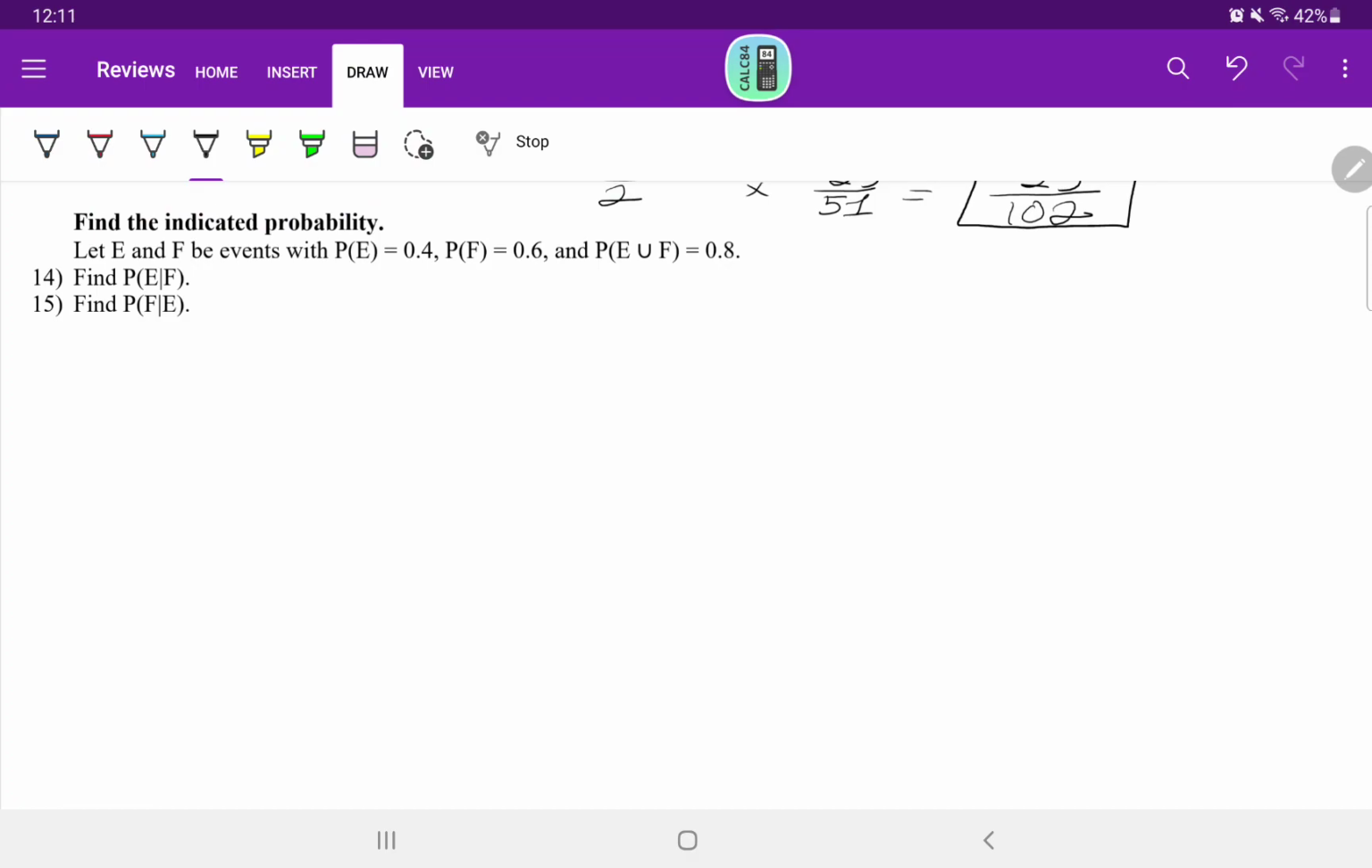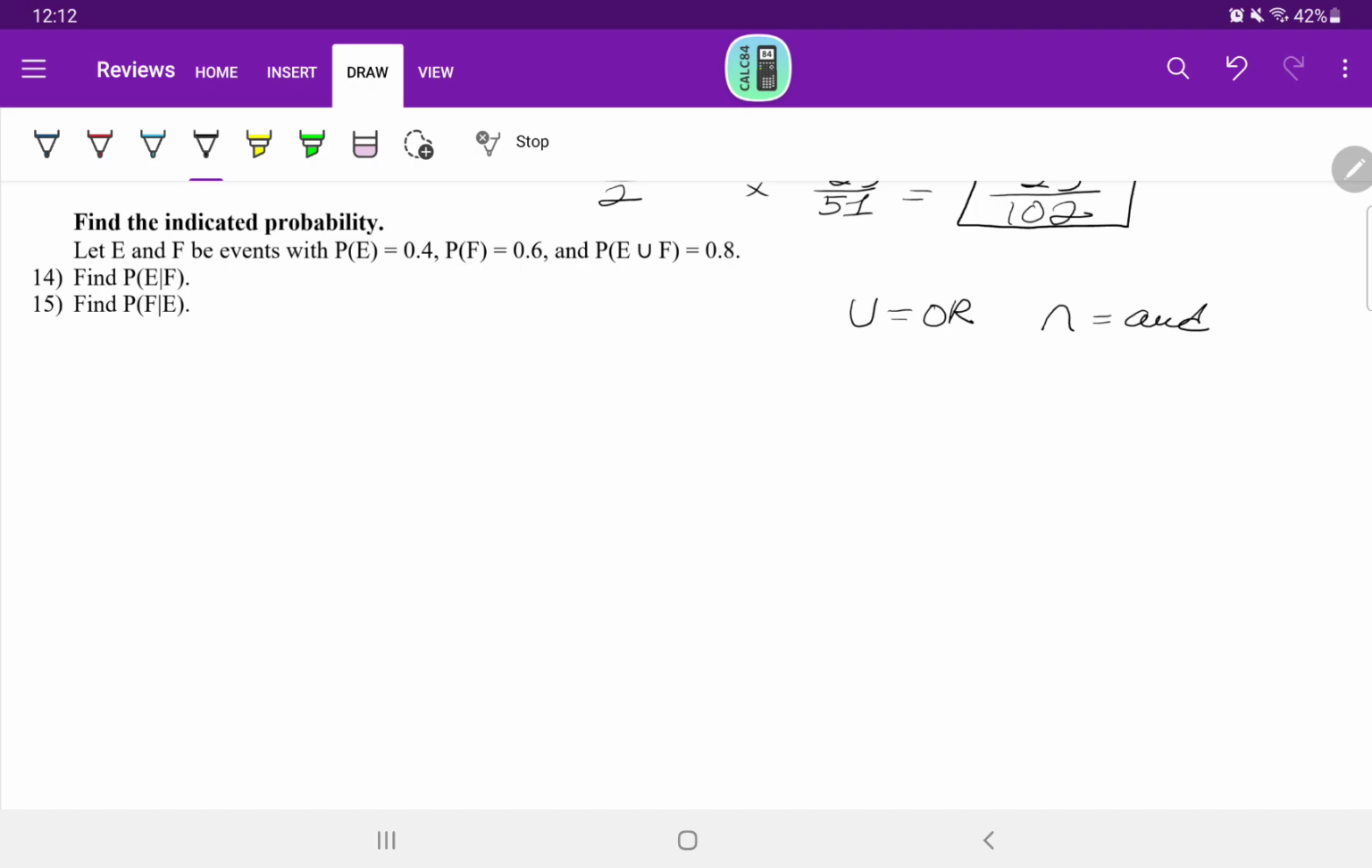It says, find the probability. Let E and F be the events with the probability of E 0.4, the probability of F 0.6, and the probability of E union F 0.8. Find the probability of E given F. Find the probability of F given E. Now remember back when we did the addition rule, I said when you see the union inside the probability formula, you can replace that with the word or. And intersection equal to the word and.